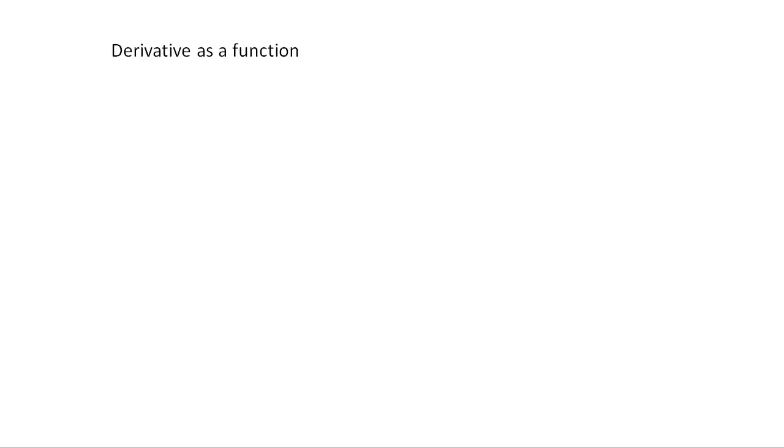Let's talk about derivative as a function. What's a derivative again? Y equals x squared. Say if you're given a function and you want the slope of the tangent at x equals 2, you would be computing f prime at 2.